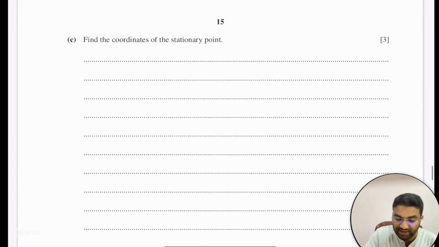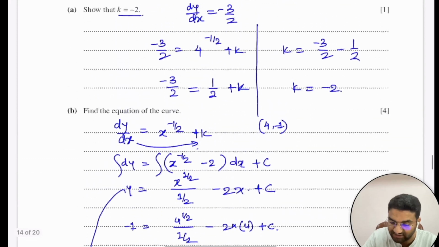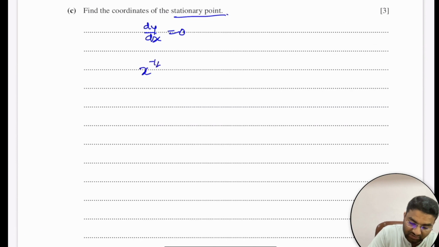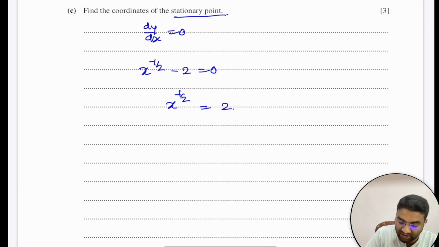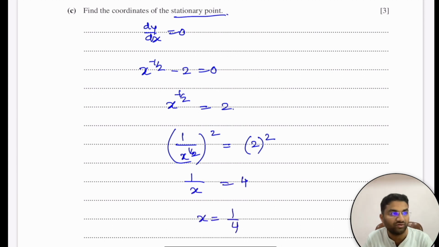Getting it? Then find the coordinates of the stationary point. To find the coordinates of a stationary point, we have to take the derivative, right? And dy/dx, straight away we have to compare with 0. And dy/dx we know is given here as x^(-1/2) + k. K is -2, so x^(-1/2) - 2 is equal to 0. x^(-1/2) is equal to 2. You can square both sides. So (x^(-1/2))^2 is equal to 2^2, meaning 1/x is equal to 4, so x is equal to 1/4. You will get the value.